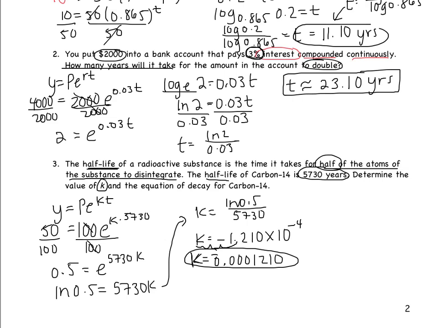Now you're probably asking yourself, why is it negative? I didn't know that it was possible to get a negative K. Well, in this case, K is negative because this is decay. So anytime you have decay, K is going to be negative. If you have growth, K is going to be positive.